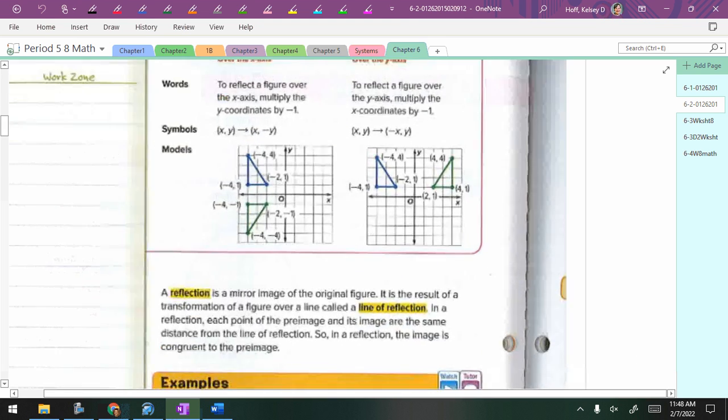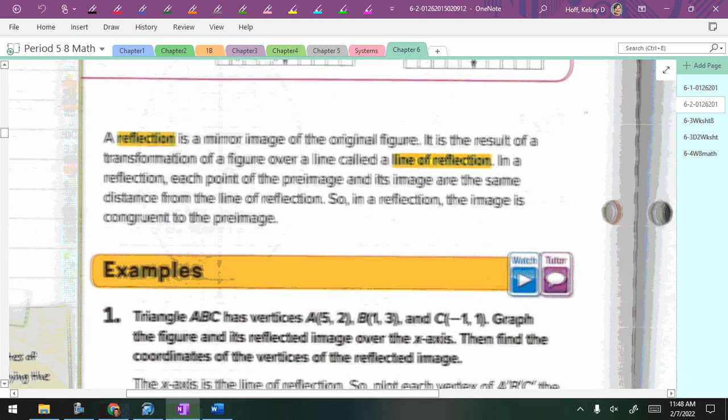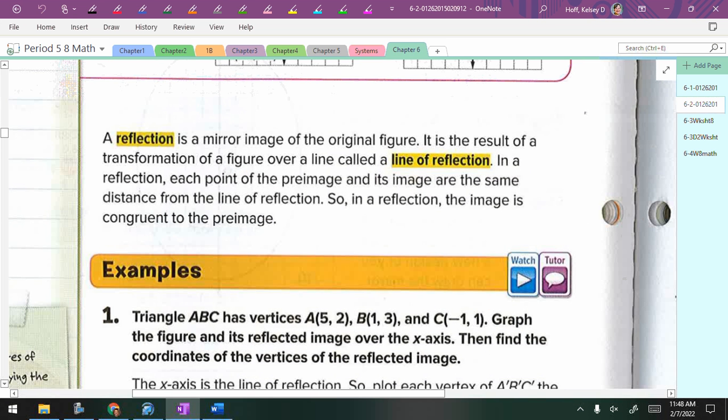reflections. I'm going to actually read this little paragraph right here first. Reflection's a mirror image of the original. It's the result of a transformation over a line called the line of reflection. For us, the lines of reflection are going to be the x-axis or the y-axis. So it's super important that you remember which one's which. Remember, your x-axis runs horizontally, your y-axis runs vertically.